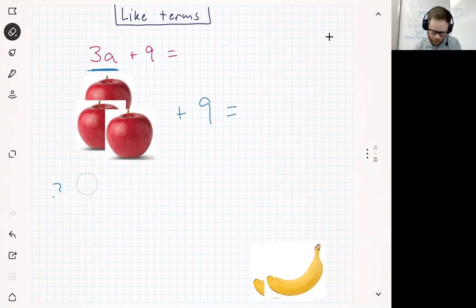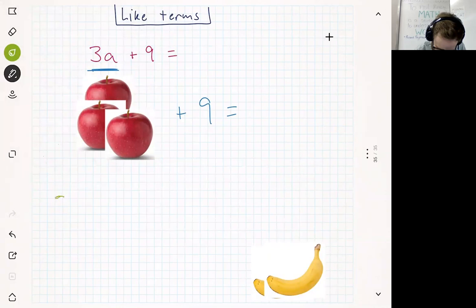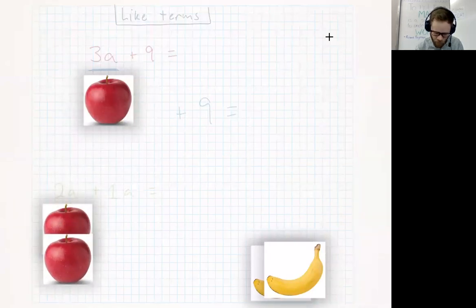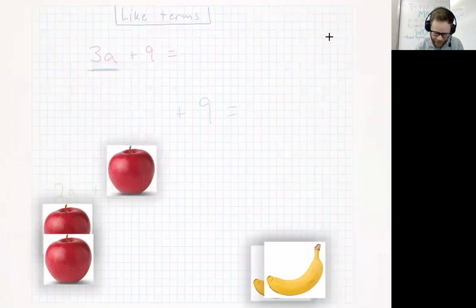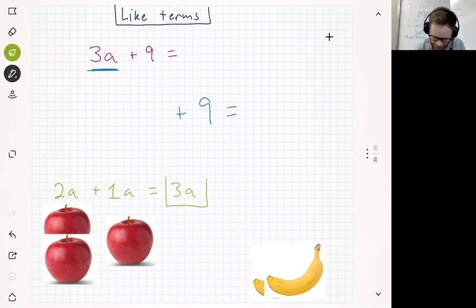However, let's think about another problem down here, and I'm going to write this one in green. What if I had 2a plus 1a? What does that equal? Well, remember 2a means 2 times a, and let's say that a's are apples. So that's 2 apples. And then we add to that 1a, which is 1 apple. Well, pause this. What do you think that equals? Well, I see here 3 apples. So our answer, 2a plus 1a, is 3a. We can combine those like terms.